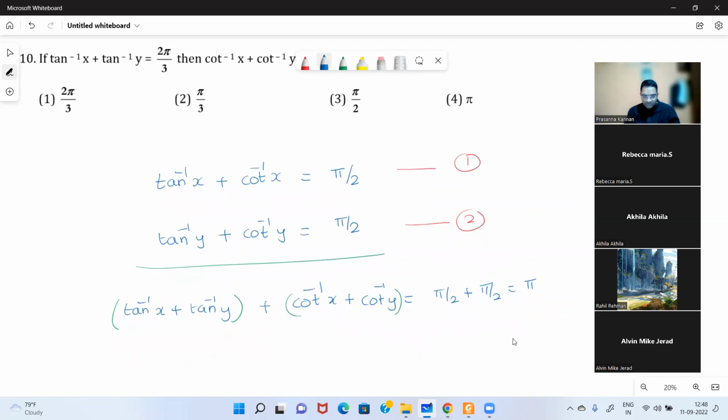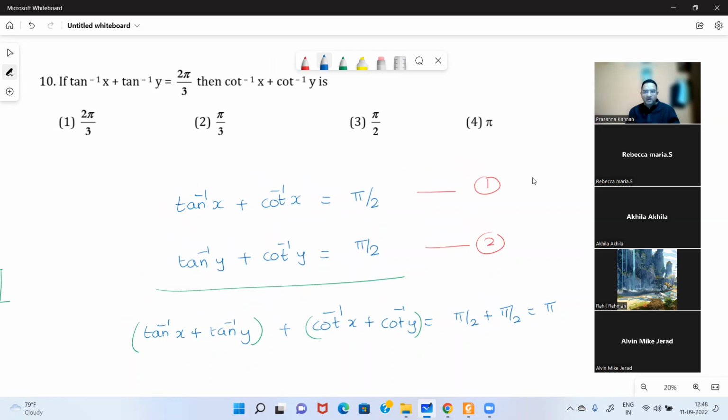Yes, sir. Now we are given one of them. We are not given the other one. So what is given here? Tan inverse of x plus tan inverse of y is given. What is it given to be? 2 pi by 3. Yes. So 2 pi by 3 plus the question. This is nothing but the question itself: cot inverse of x plus cot inverse of y. And what is this equal to? Pi. So the answer is pi by 3. Exactly. That's all.